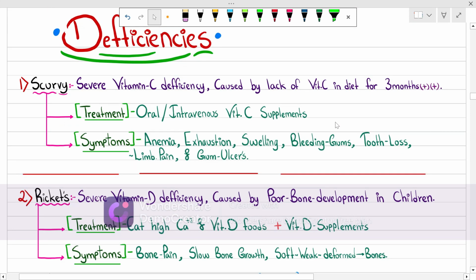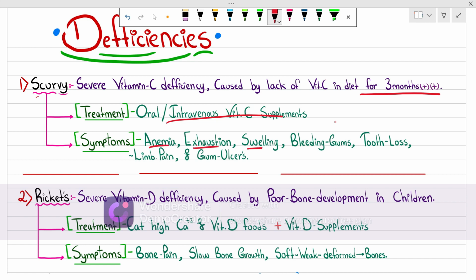All right. The deficiencies included in our syllabus. We have two deficiencies included in our syllabus: scurvy and rickets. Scurvy is severe vitamin C deficiency caused by lack of vitamin C in the diet for over 3 months. The treatment and symptoms. Treatment of scurvy is oral or intravenous vitamin C supplements. Symptoms are anemia, exhaustion, swelling, bleeding gums, tooth loss, limb pain, and gum ulcers. So, not consuming vitamin C for over 3 months will cause scurvy. You can take oral or intravenous vitamin C supplements to cure scurvy, and the most common symptom of scurvy is bleeding gums.